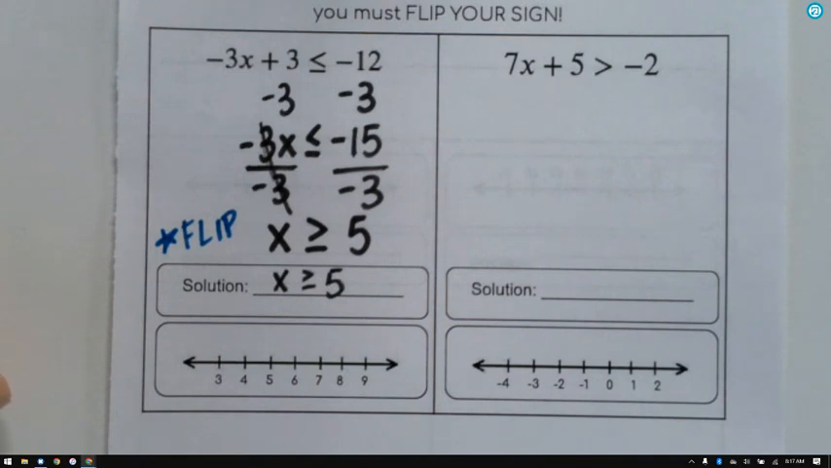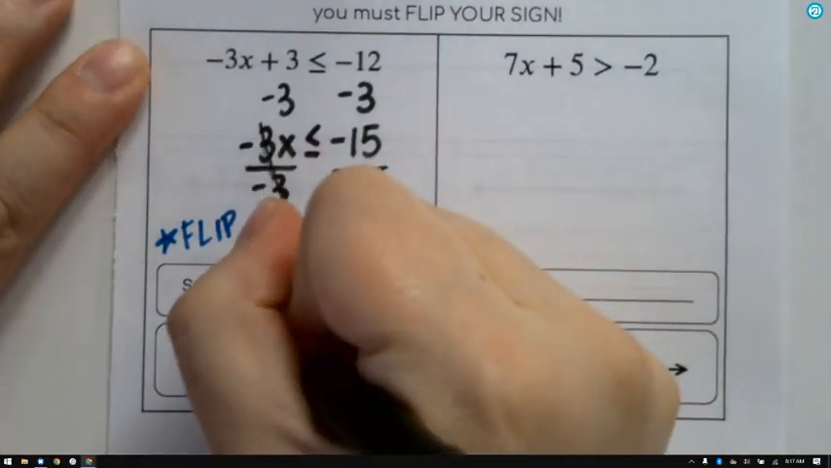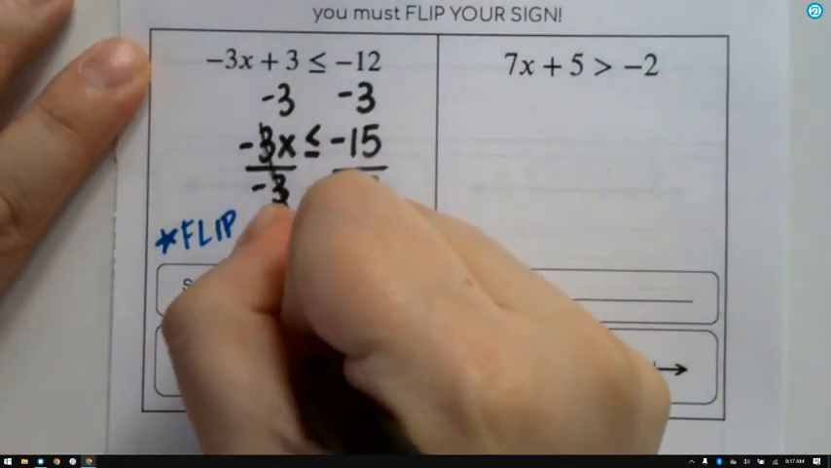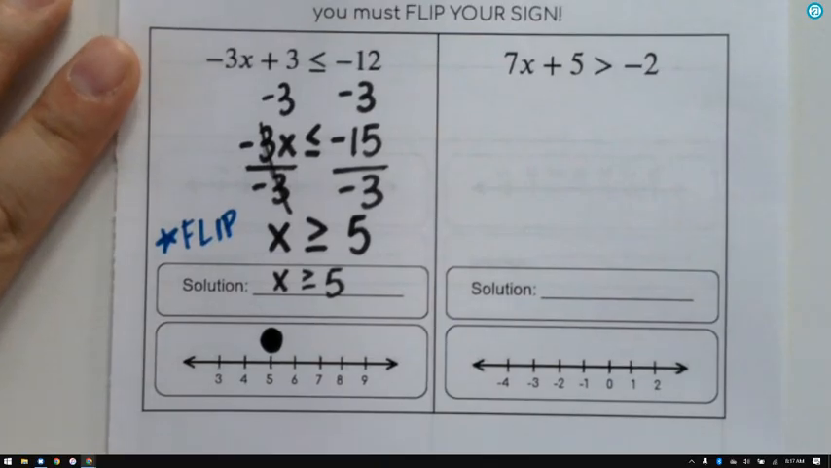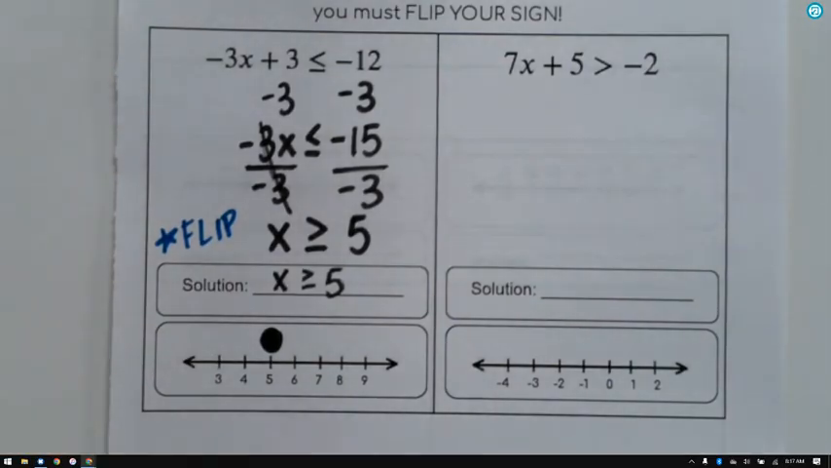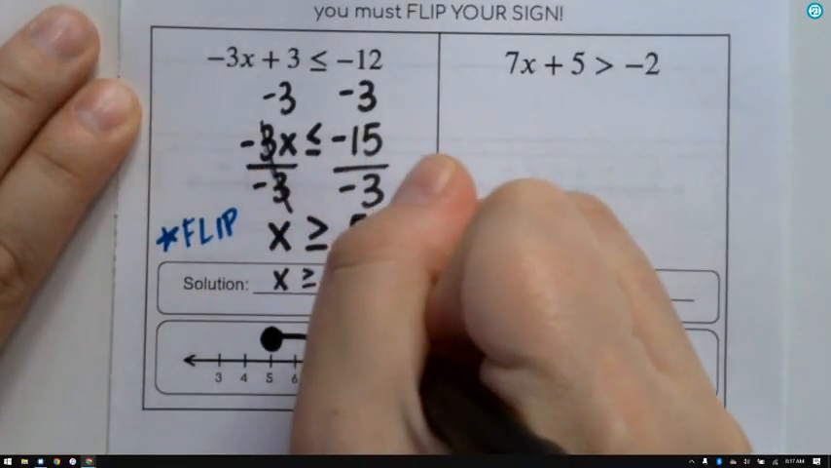And then from there, we are going to go ahead and graph that. So to graph that, we are going to put a closed circle at 5. Since it is or equal to, we're going to put a closed circle above 5. And then the numbers that are greater than or equal to 5 are 6, 7, 8, 9, 10. So we're going to draw an arrow to the right.